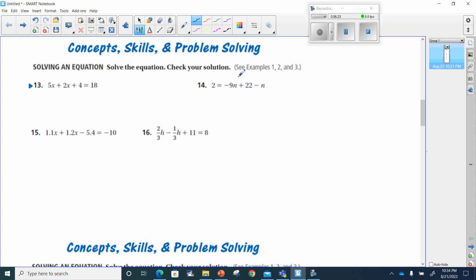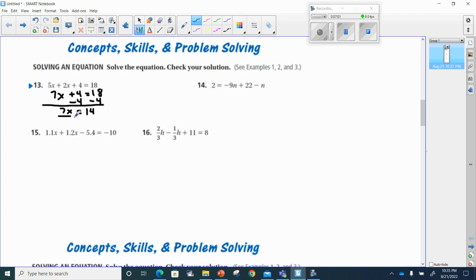Solve the equations. This is a pretty big one here, but it's not as complicated as you think. 5x plus 2x, remember these are like terms, so this is 7x plus 4 is equal to 18. I combine my like terms on opposite sides by doing the inverse operation. The opposite of positive 4 is negative 4. Whatever I do to one side, I do to the other side. Now I have 7x. Now it's going to be equal to 18 minus 4, that's 14.